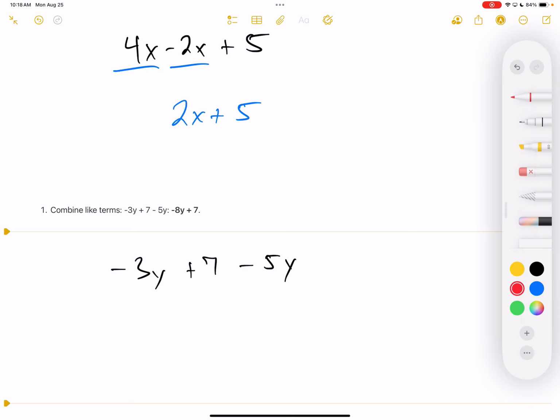On this one, again, we're combining our y's, so the sign goes with it. Whatever sign is in front of it is the sign for that. So even though we may read this as negative 3y plus 7 minus 5y, that is like a negative 5. So it's negative 3 minus 5, so I have negative 8 y's plus 7.